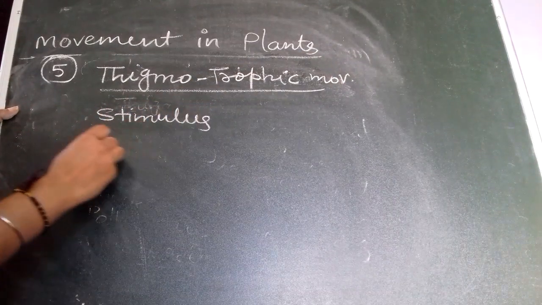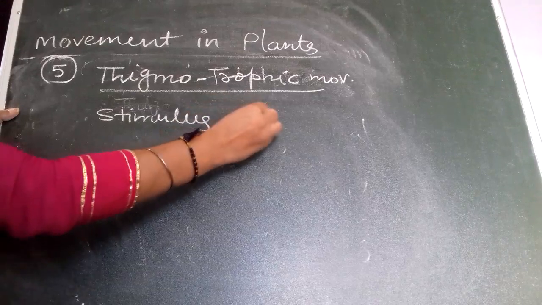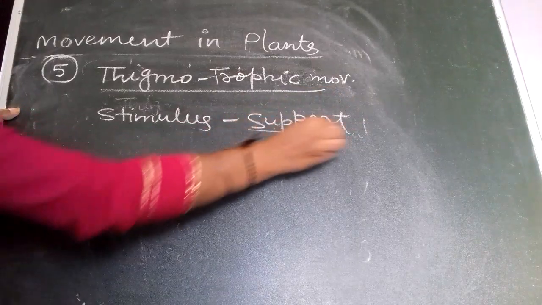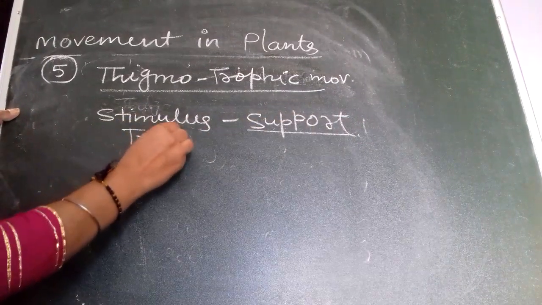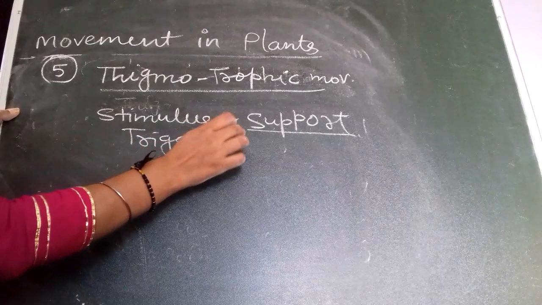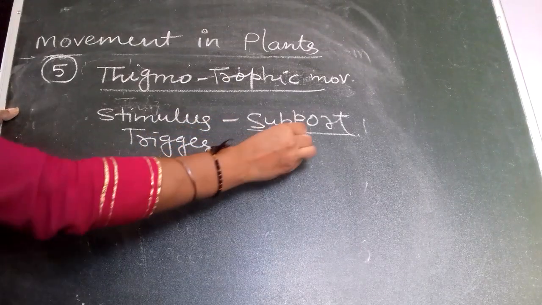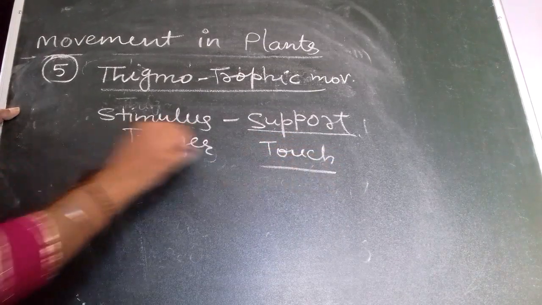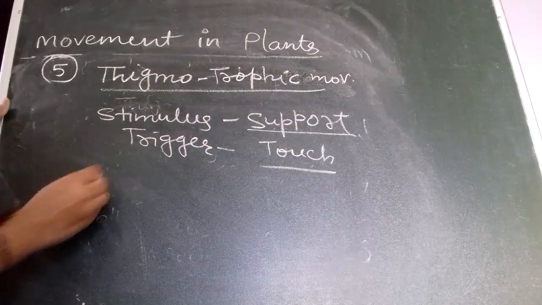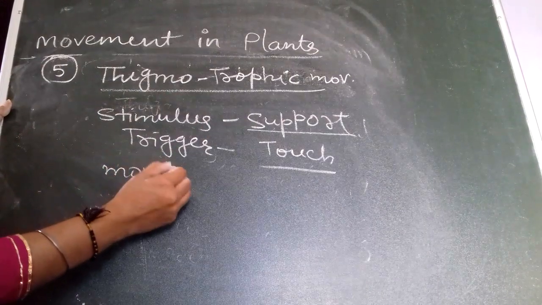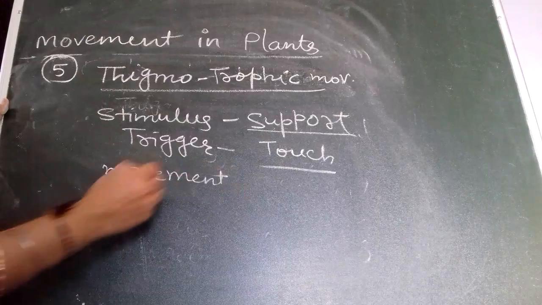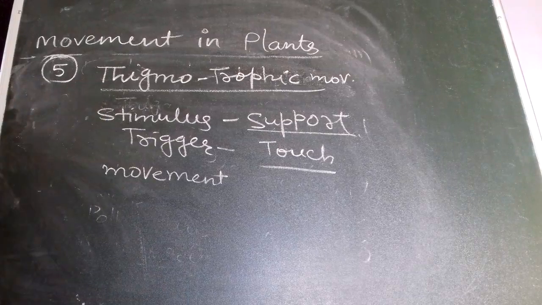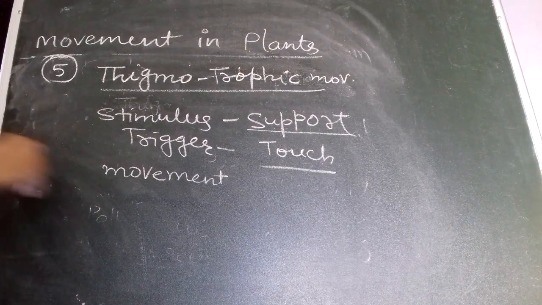If the stimulus or trigger, because of this reason the plant is moving, is support or touch, then the plant moves according to it. The movement of the plant according to this stimulus, the response of the plant according to touch or support, is known as thigmotrophic movement.